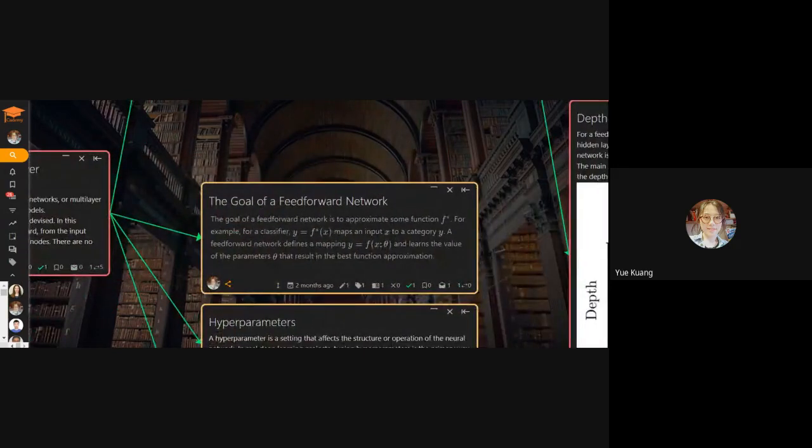The goal of a feedforward network is to approximate some function f star, for example, for a classifier, which maps an input x to a category y. A feedforward network defines a mapping y equal to f of x; theta, and learns the value of the parameter theta that results in the best function approximation.